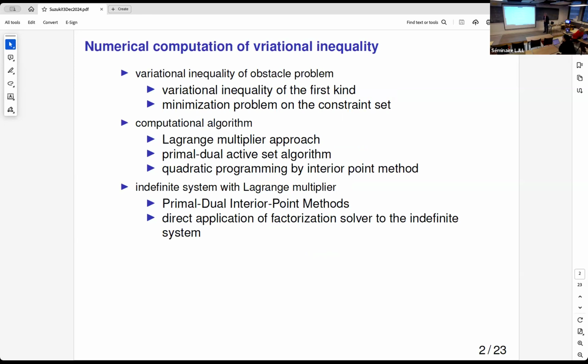So we have another way to solve the problem, by introducing a Lagrange multiplier. The famous ones are the primal-dual active set method and the semi-smooth Newton method, and these two are almost equivalent. But a completely different way is to think about quadratic programming by the interior point method. First I will show the code for FreeFEM for the primal-dual active set method.